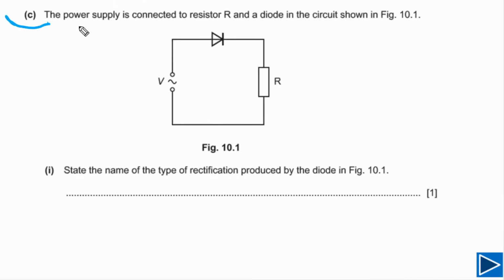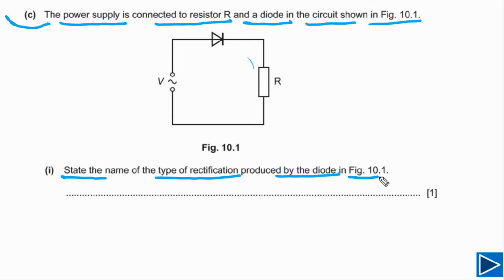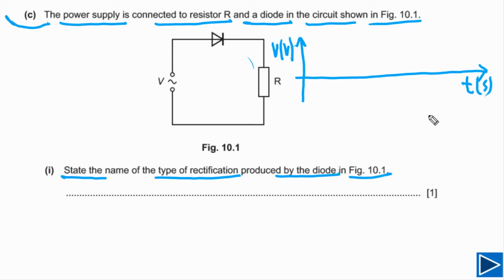For part C, it is given to us that the power supply is connected to a resistor capital R and a diode in the circuit shown in figure 10.1, as given in this figure. For part C1, we need to state the name of the type of rectification produced by the diode in figure 10.1. So first of all, we will sketch V against time if there was no diode in this circuit. We will sketch how V will change with time across the resistor if there was no diode.